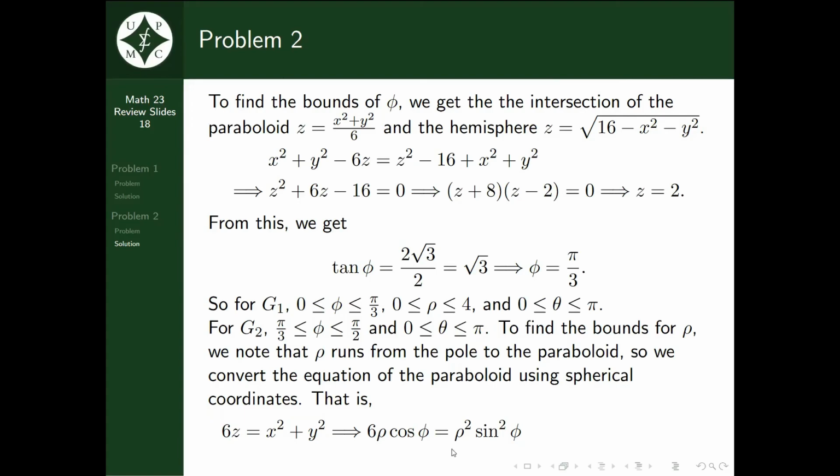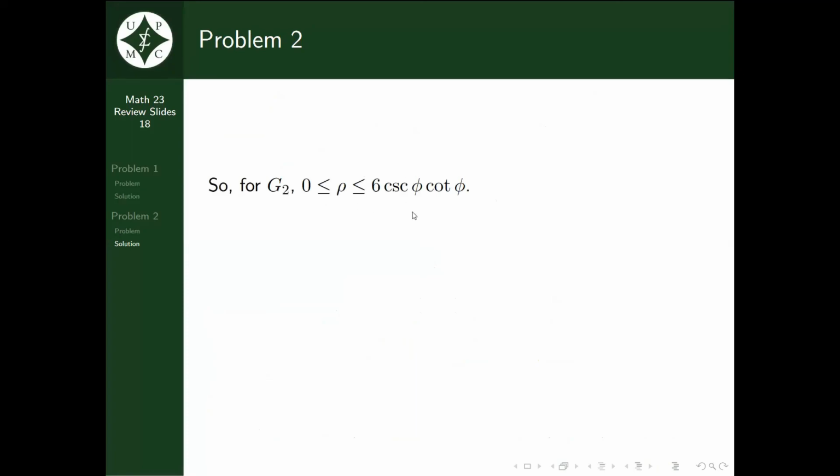So then we get this. If we divide both sides by rho sine squared phi, we get rho is equal to 6 cosecant phi cotangent phi. Basically, cosecant is 1 over sine, right? And cotangent is cosine over sine. So if we divide both sides by sine squared, you get 1 over sine, and then you still have an extra 1 over sine. But we already have a cosine, so cosine over sine is cotangent. That's how we got cosecant cotangent. And the 6 is just there. So now we know our rho boundaries.